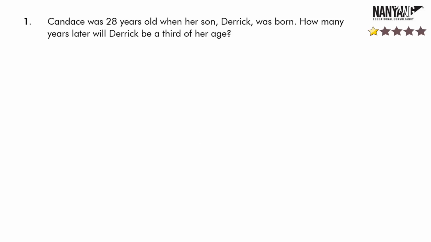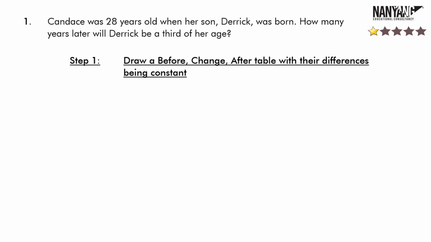So let's read our first question. Candace was 28 years old when her son Derek was born. How many years later will Derek be a third of her age? So our first step will be to draw a before change after table with their differences being constant. Now usually it's a constant difference question when age is involved.